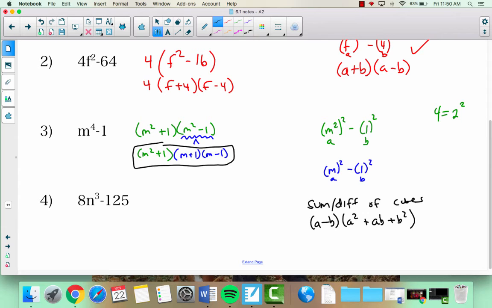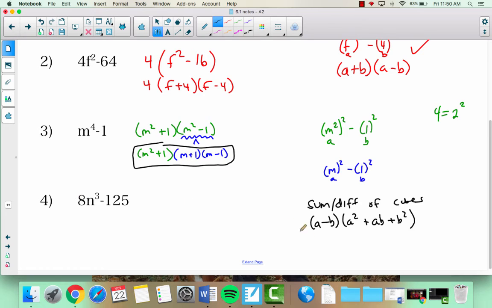So what we have to do is figure out what a and b are, but the other thing I would encourage you to do is still look for a greatest common factor. Unfortunately, 8 and 125 have no common factors, so we're going to go ahead and just jump right into our factoring steps. We know it's going to be a subtraction sign at first, but we have to figure out what a and b are.